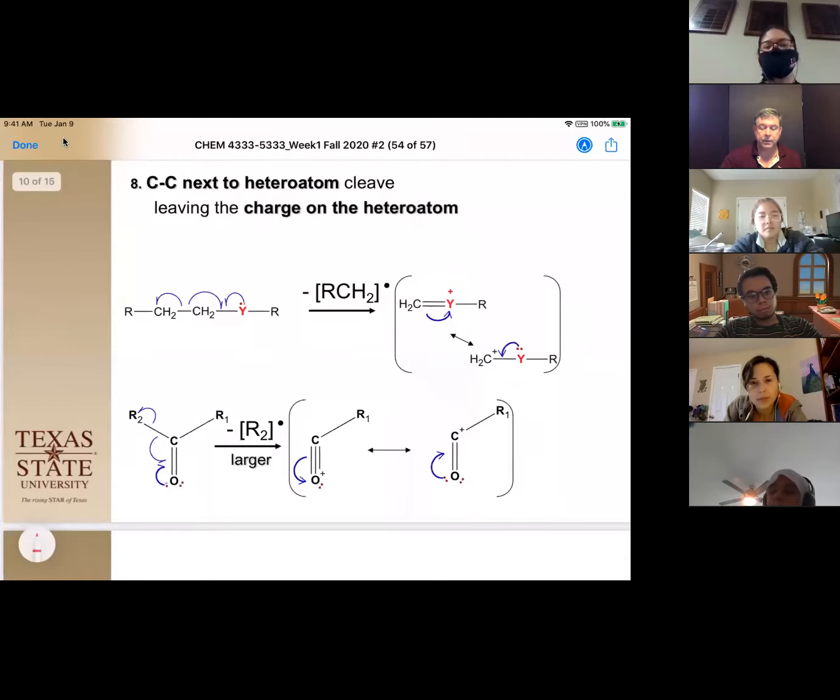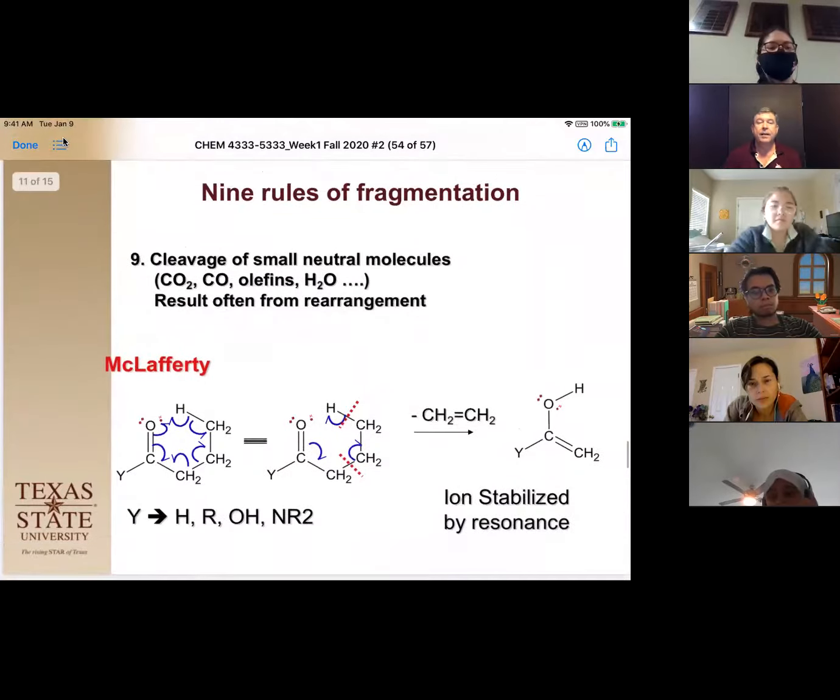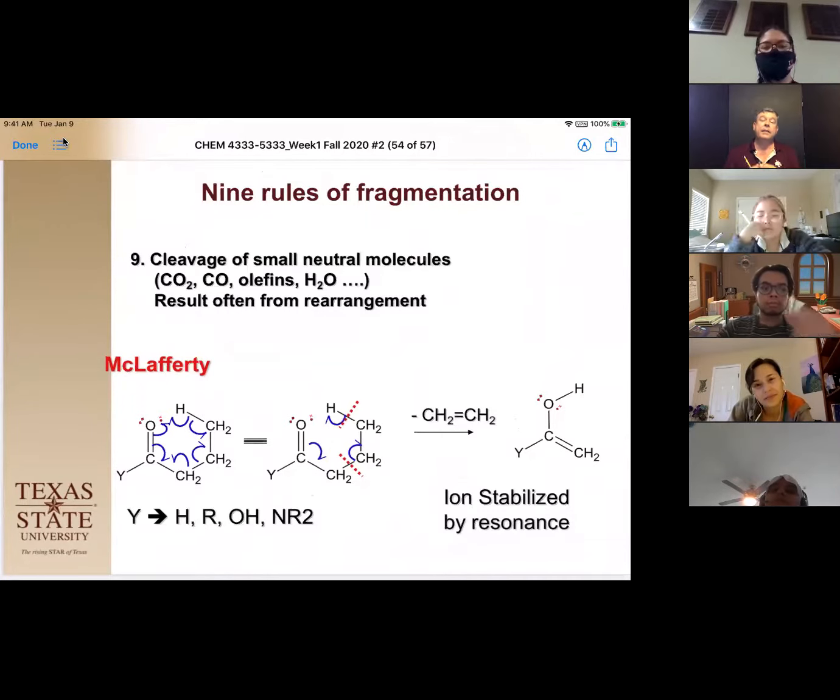Okay, which brings us to our 9th rule. The 9th rule seems a little simple, and we probably should have started with it, but I think it's best to do it at the end because it's a little more complex than it looks. The idea is that if you can cleave a small neutral molecule off, just like in regular organic chemistry, where water leaving or CO2 leaving were very common ways of changing the molecular weight of a system or creating an alkene. So in Rule 9, if we can cleave off a small molecule, it will do it.